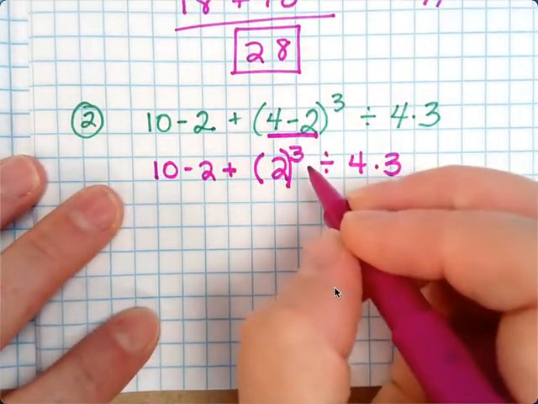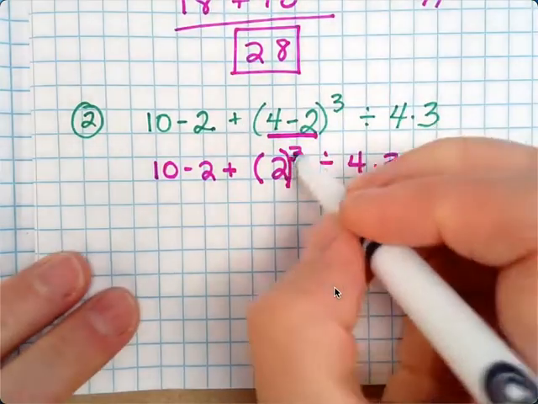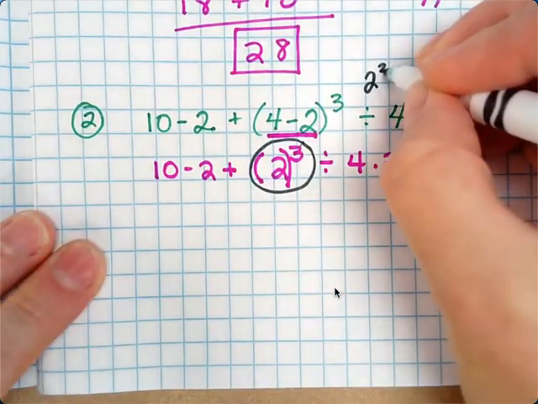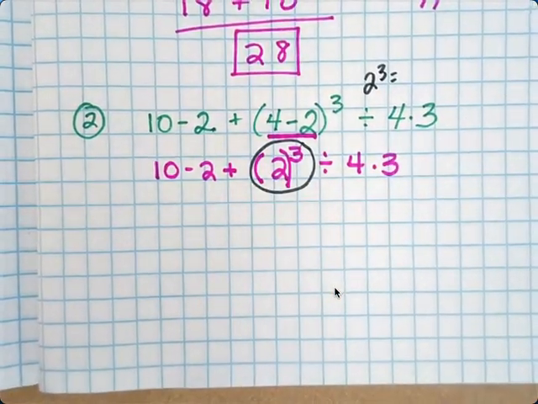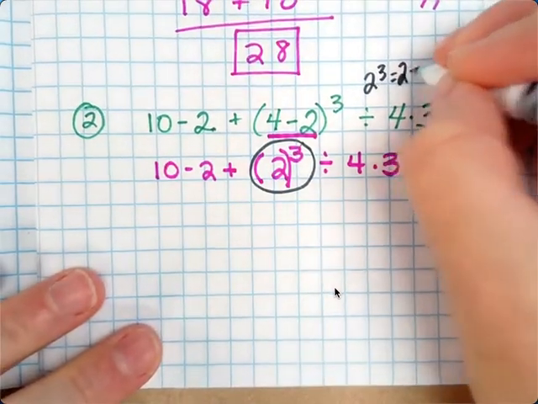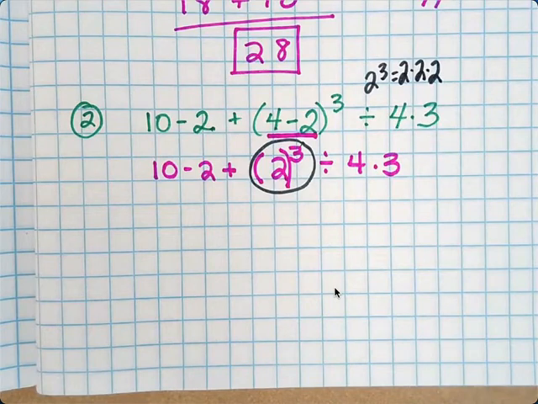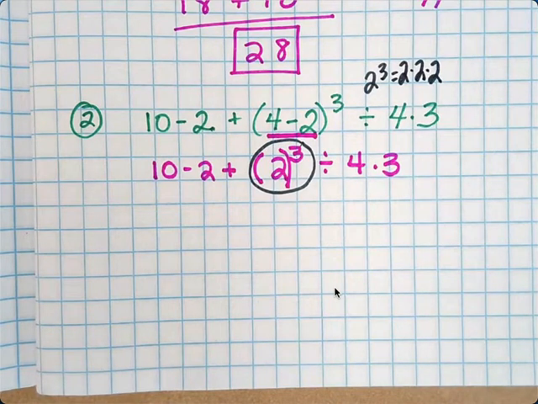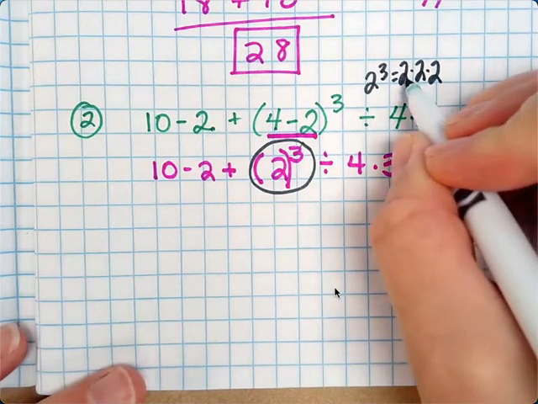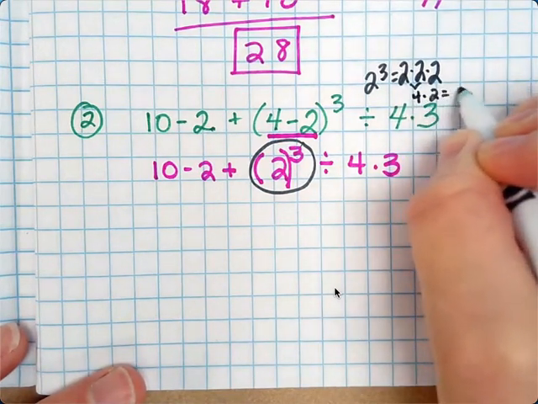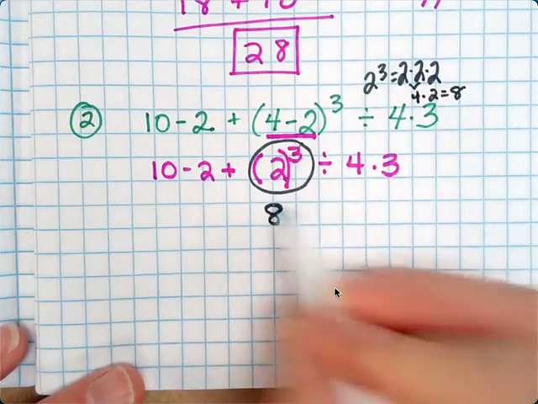Exponents are next. 2 to the third means what? Remember we talked about that? You multiply 2 times itself 3 times. That would be 8. See, this is what I was talking about last week. You've got to expand it out. So 2 times 2 is 4. 4 times 2 is 8. So this is now an 8.